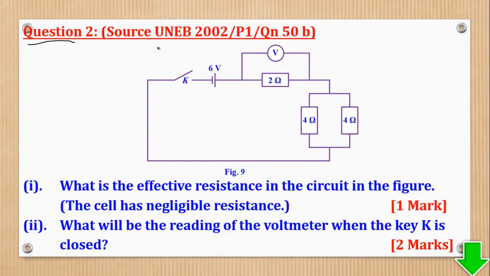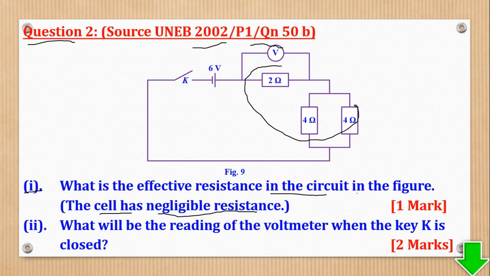Then question 2 came from UNEB 2002 paper 1 question 50b, and it says Roman 1, what is the effective resistance in the circuit in the figure? The cell has negligible resistance. So they want the total resistance of all these resistances.